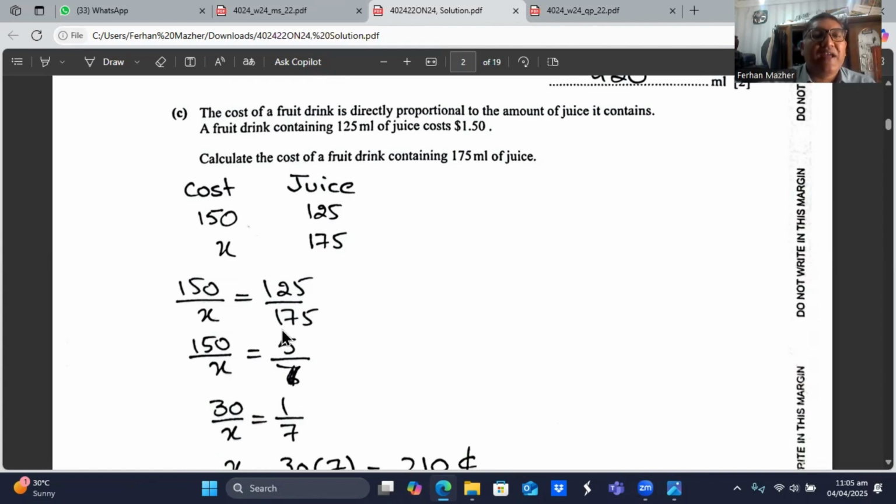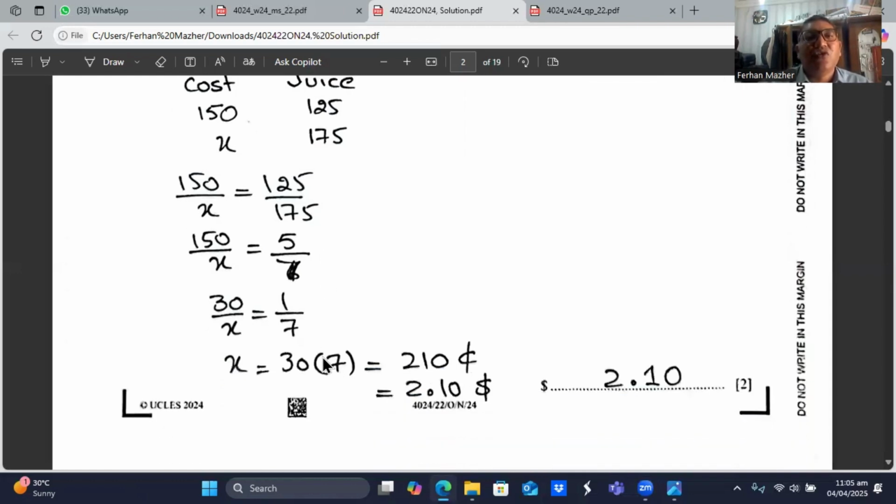So here we have cancelled with the 25. So 150 by x is equal to 5 by 7. So you will have 30 by x equals to 1 by 7. We have cancelled with the 5 on both the sides. So x will be equal to 30 multiplied by 7, and that will be 210 cents. And divided by 100, so it will become $2.10.